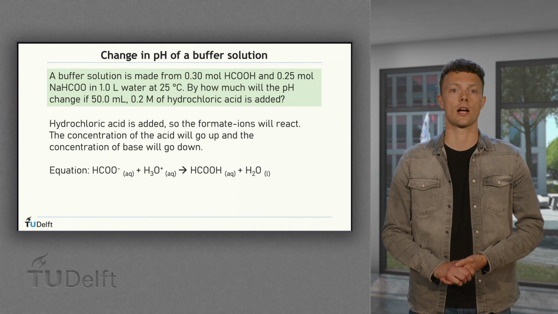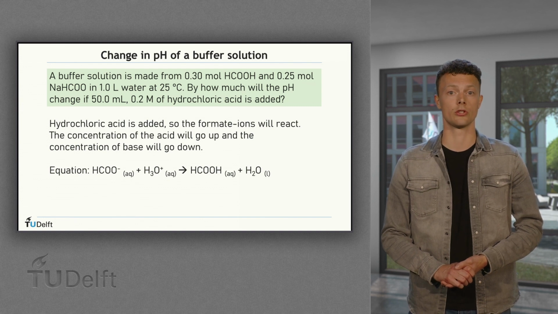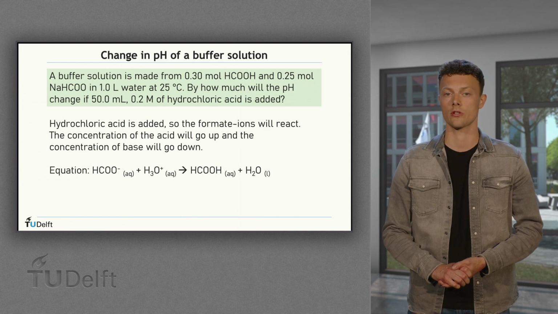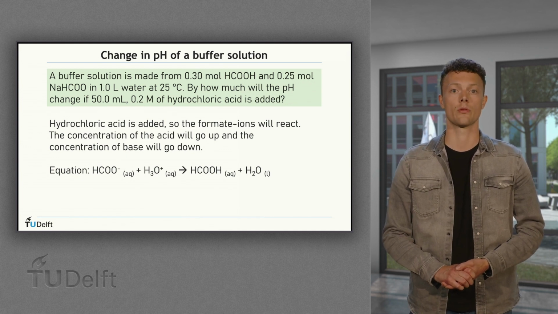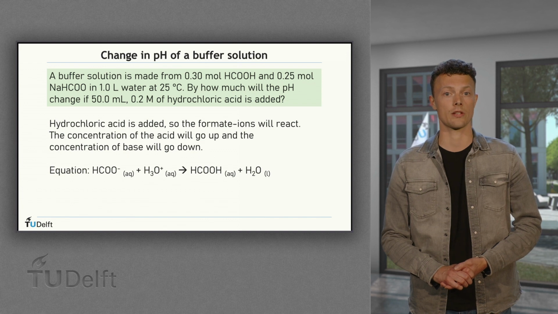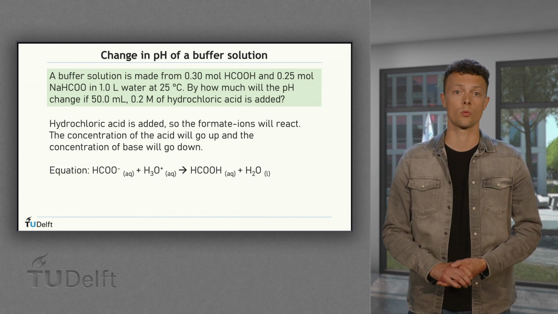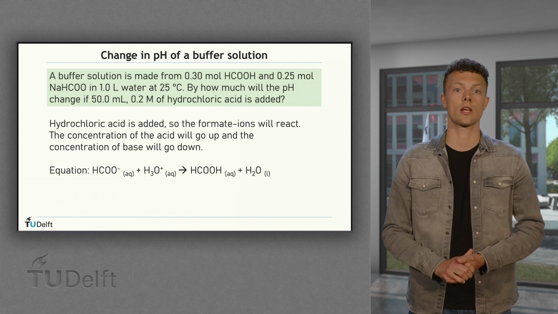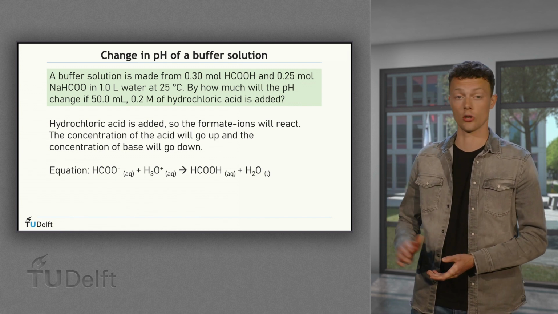When a strong acid like hydrochloric acid is added to a buffer solution, the concentrations of the formic acid and formate ions will change. Formate ions will receive a proton, forming formic acid. The concentration of the acid will go up. The concentration of the base will go down. This can be depicted in a reaction equation as shown on the slide.